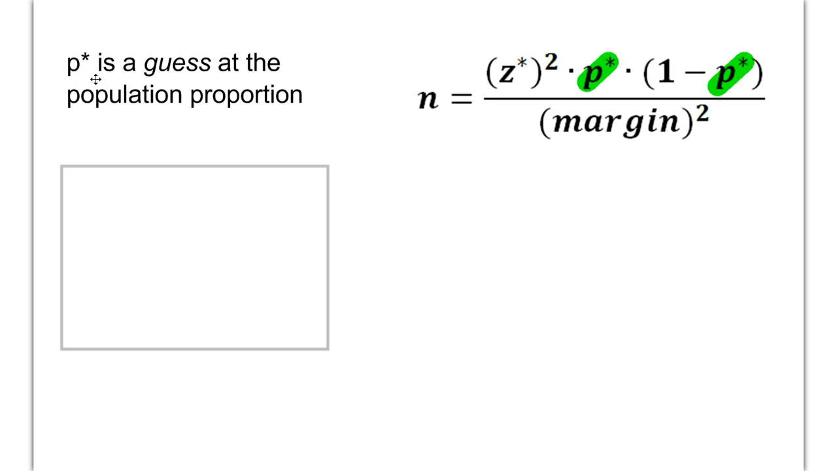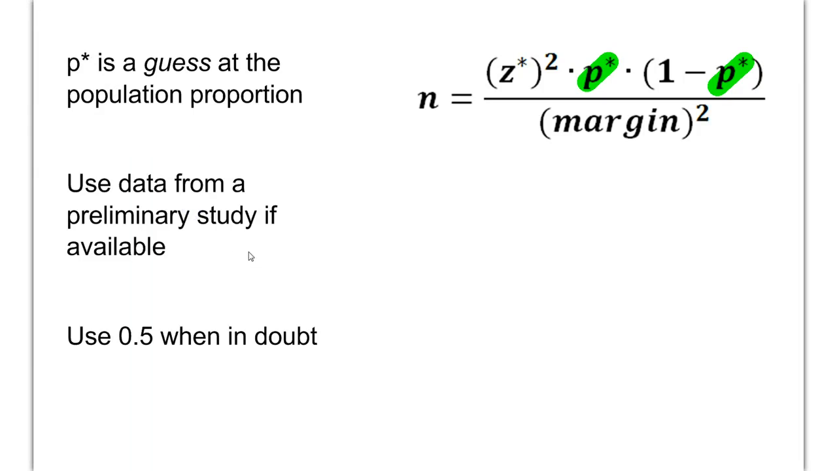Next part is something called P-star. And this is going to seem a little bit ridiculous at first, but you'll understand it as we use it more. P-star is a guess at the population proportion. It's a guess. So you use data from a preliminary study if you have one. So if you have a small study that says, oh, about 60% of people are going to say this, then you use 0.6 as your P-star. Now, if you have no idea, just use 0.5.